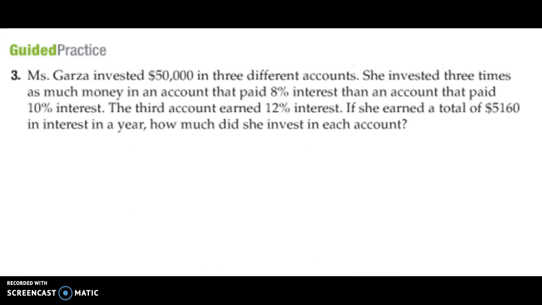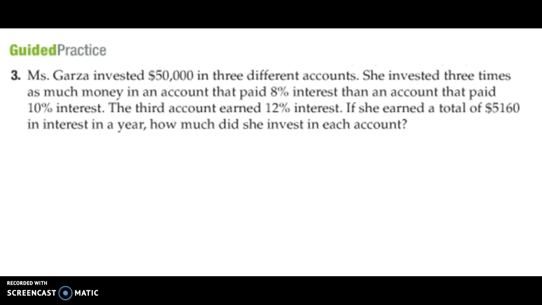Here's a guided practice problem. Let's read through it quickly. It says, Ms. Garza invested $50,000 in 3 different accounts. She invested 3 times as much money in an account that paid 8% interest than an account that pays 10% interest. The third account earned 12% interest. If she earned a total of $5,160 in interest, how much did she invest in each account?